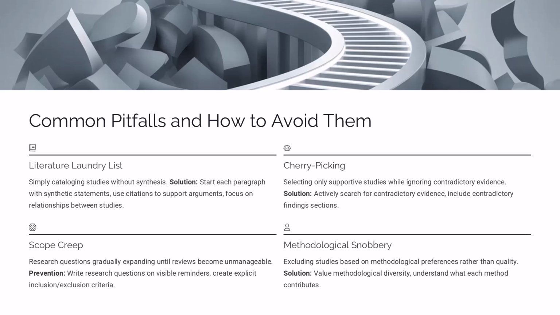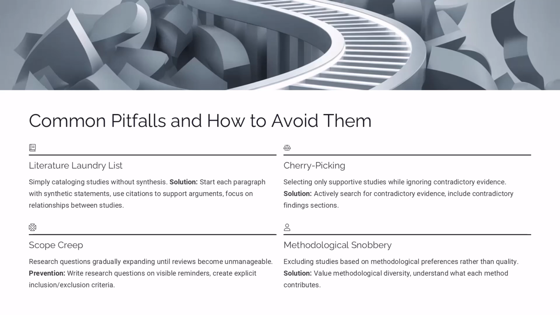The literature laundry list trap involves simply cataloging studies without synthesis or integration. This reads like an annotated bibliography rather than a literature review and provides no new insights. The solution is to start each paragraph with a synthetic statement rather than a citation. Use citations to support arguments rather than replace them, and focus on relationships between studies rather than individual findings.